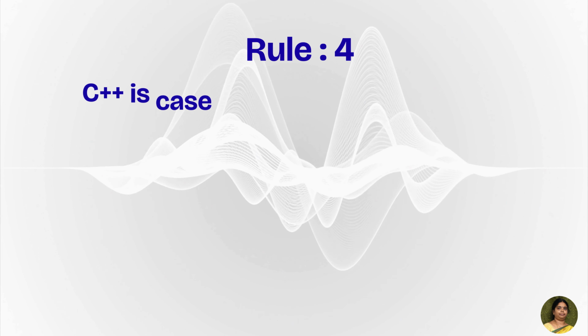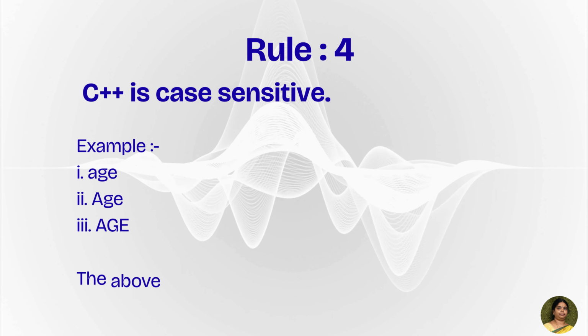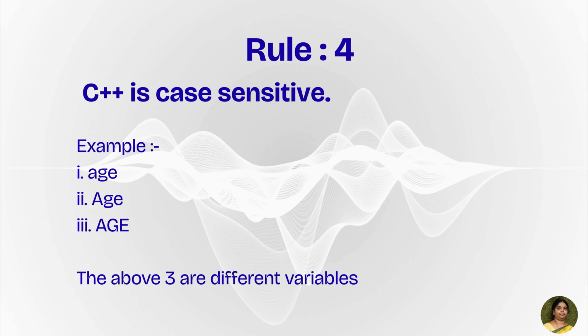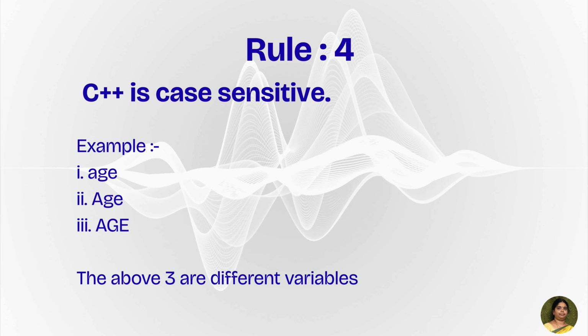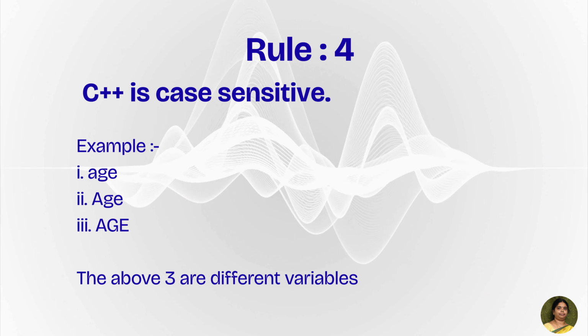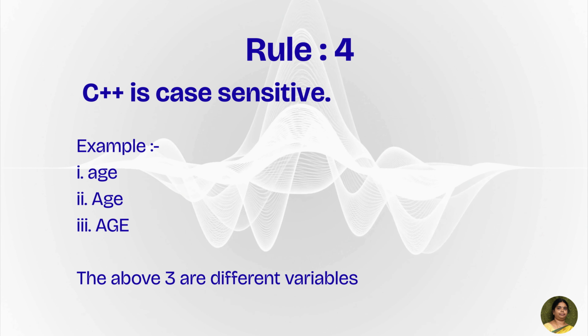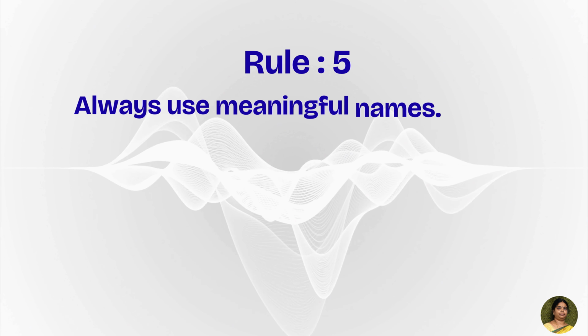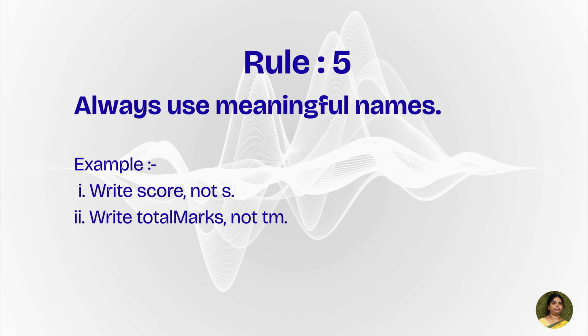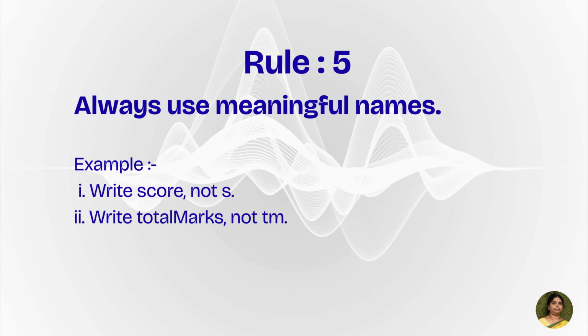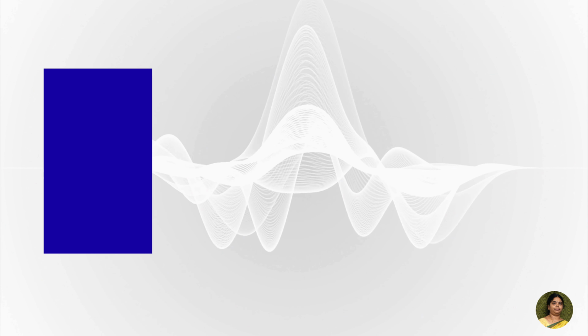Rule number 4: C++ is case sensitive, so small age, and capital A, G, E, and capital A, capital G, capital E are all different variables. Rule number 5: use meaningful names like student name, total marks, salary. Do not use anything like 2 students, 2 name.